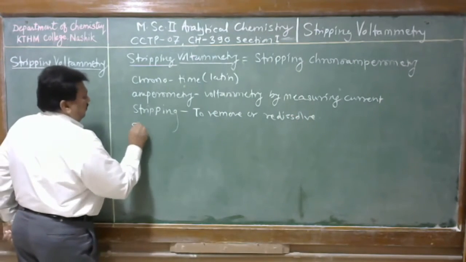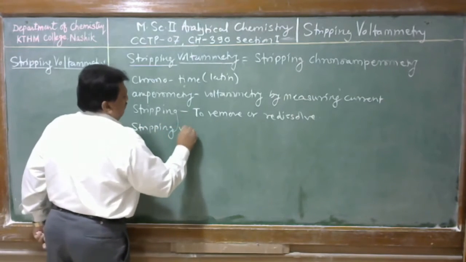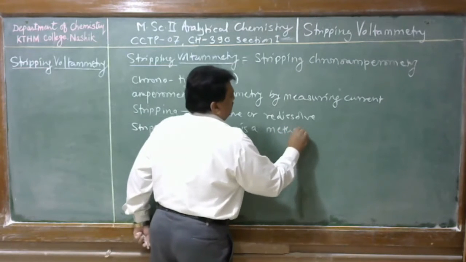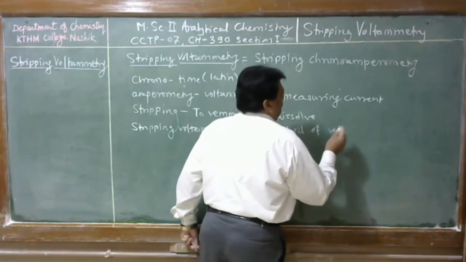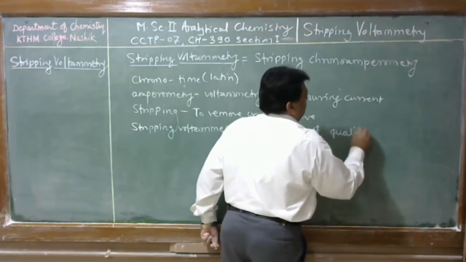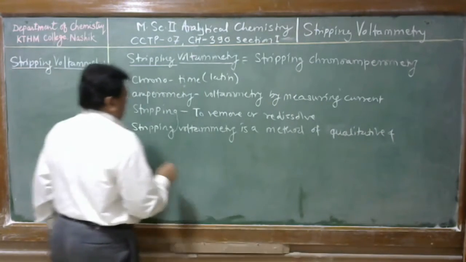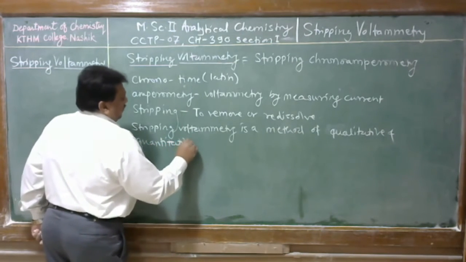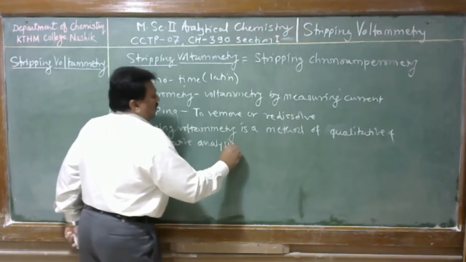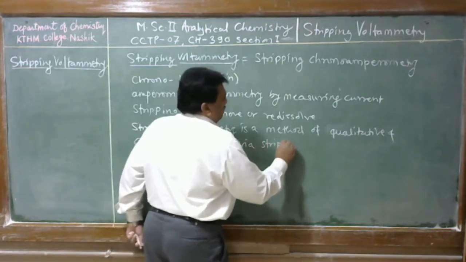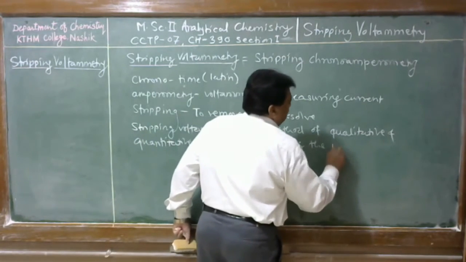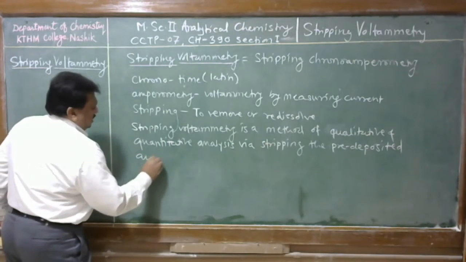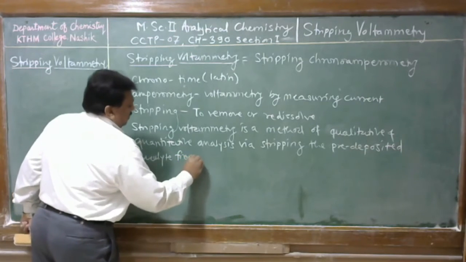Therefore, stripping voltammetry is a method of voltammetry, a method of qualitative and quantitative analysis via stripping the pre-deposited analyte from the working electrode.